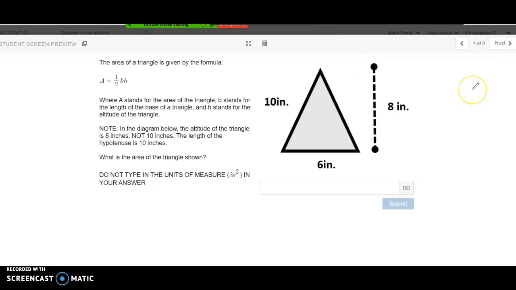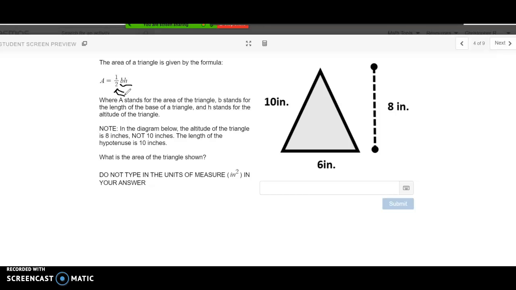Now I'm going to do area of a triangle. Now the area of a triangle still has the base times height in it, but it does add this 1/2. So whatever you multiply, just like we did on the rectangle, then the next step would be to take half of it, divided by 2.